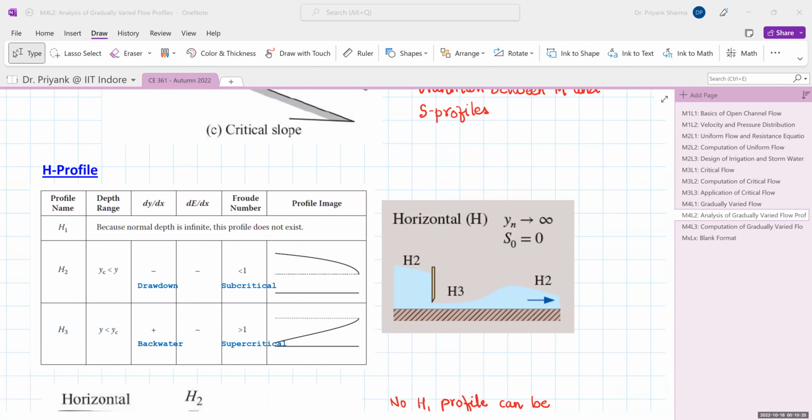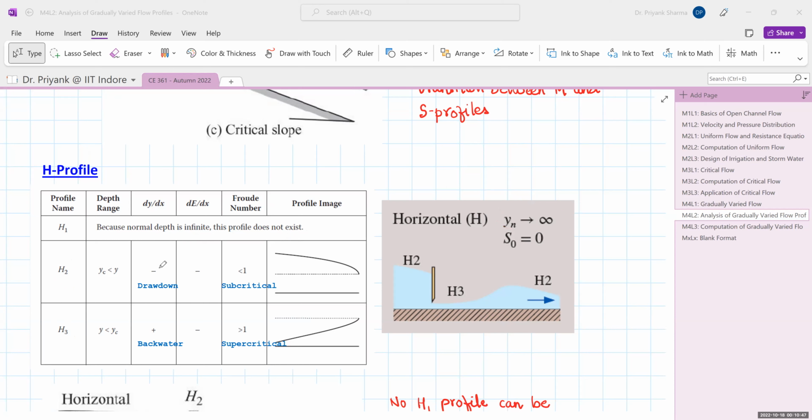Next is the H profile. In H profile, you have only two profiles possible, H2 and H3. H1 is not possible because the normal depth is infinite and thus this profile cannot exist. So your normal depth is infinite in case of a horizontal channel.